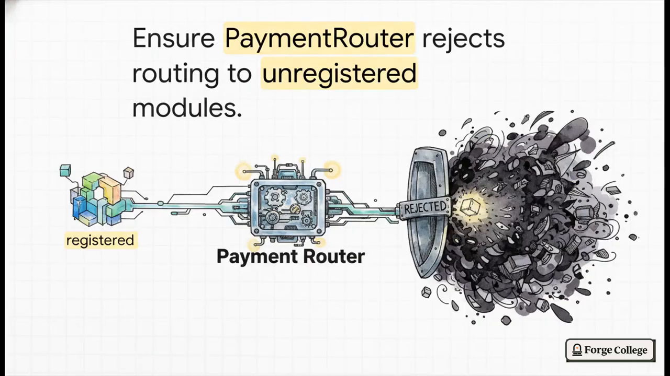To actually see Step 3 in practice, just imagine writing a cross-module interaction test. We want to explicitly test that our payment router completely rejects routing to unregistered modules.